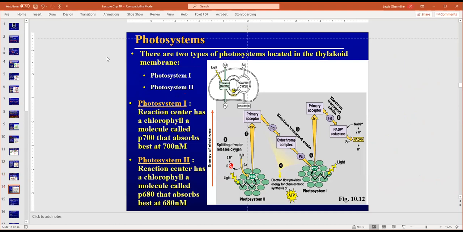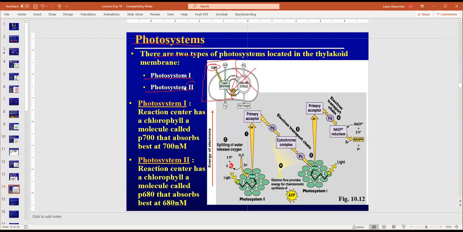All right. So when we look at the photosystems, we can break them down into 2 different kinds of photosystems. This is that same slide that we looked at before, and we're focusing right here on the light reaction. We're not looking at the dark reaction yet, just the light reaction. The light reaction consists of 2 photosystems, photosystem 1 and photosystem 2.